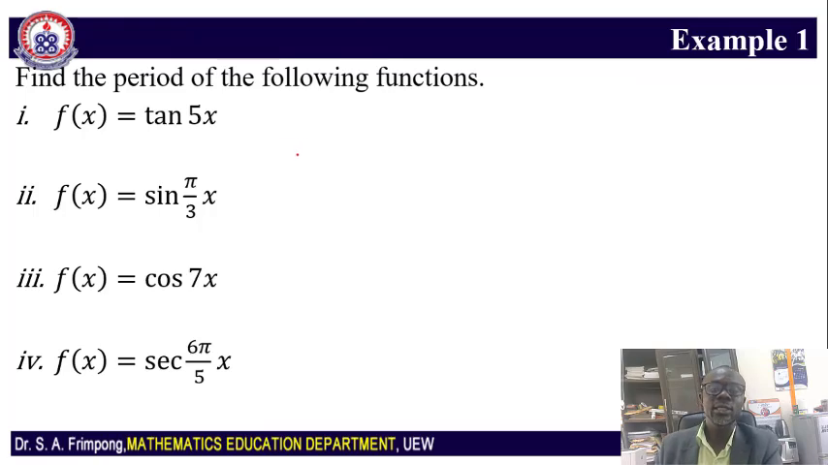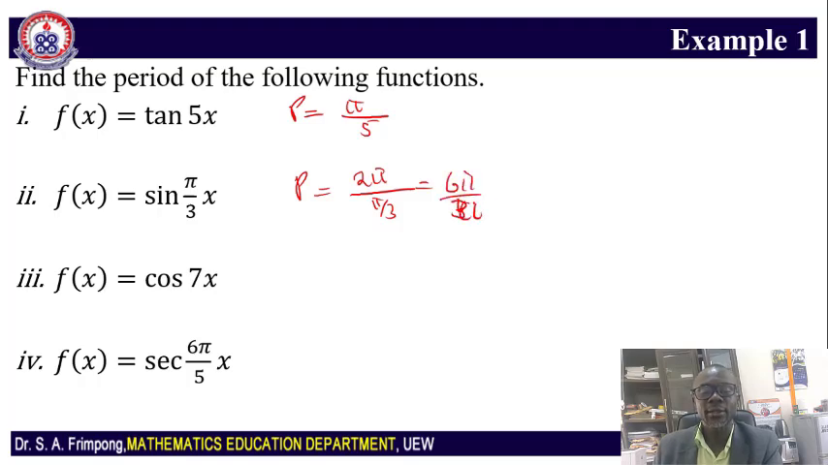And so let's use this idea to look at the period of the following. The period of tan 5x: we know the period of tan is pi, so we divide by n, which is 5. So that's the period. Now this one is sine of pi on 3 x. The period of sine is 2 pi, and the coefficient of x here is pi on 3, which is going to give us 6 pi over pi. And pi over pi cancel, we're going to get 6. So the period is 6.